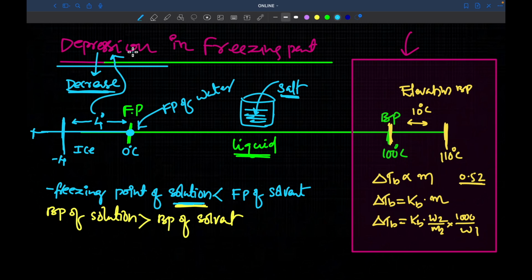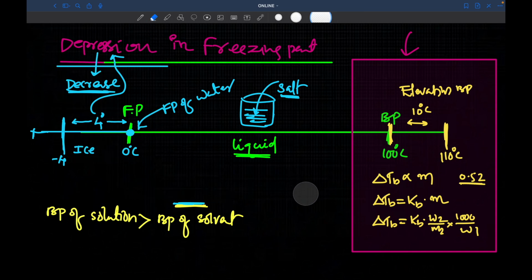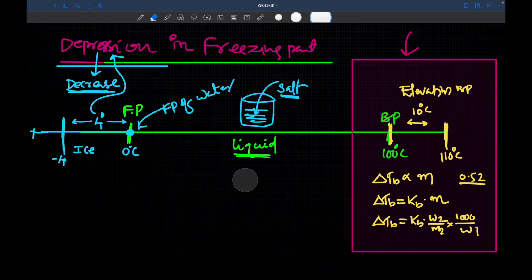Yes, sir. Right. Now we have to formulate the depression into a quantitative analysis, to count it, like we used to do it here. So this difference, that is the depression in freezing point, this is what we denoted by delta TF. How do you represent this? With the delta TF, which is the depression in freezing point.